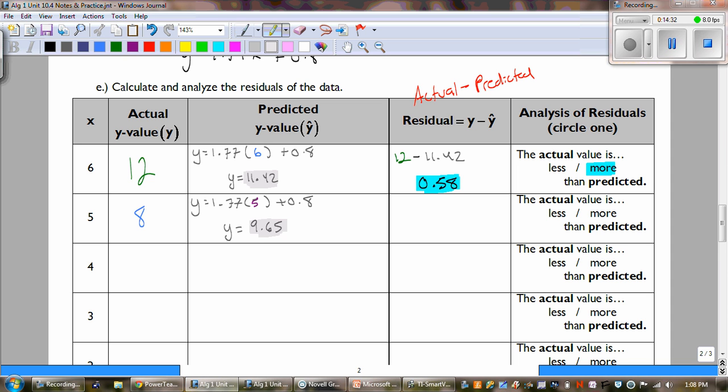Okay, so what we're going to do, same thing. 8 minus the 9.65. And what value do you get? Well, I got negative 1.65. And that is less. That actual value is less than predicted. Okay, so on your graph, it should be less.